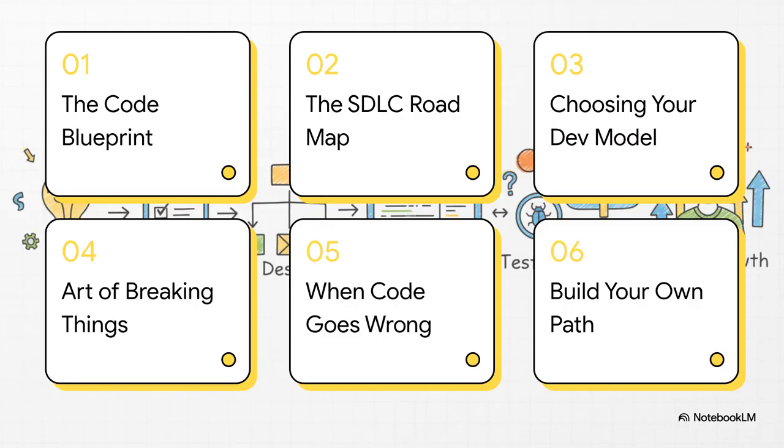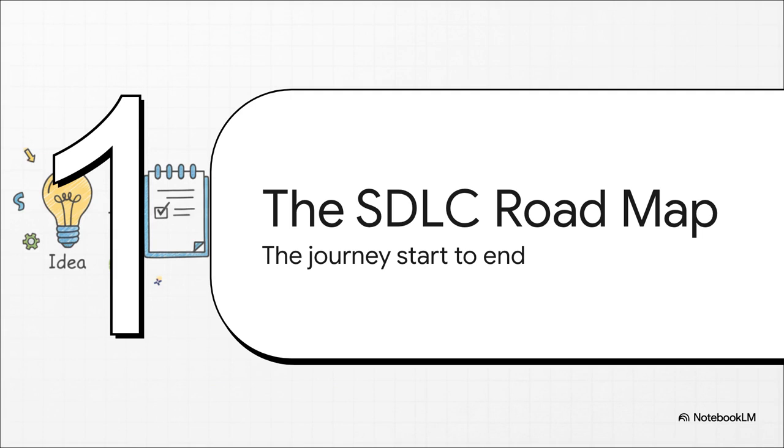All right, so here's the roadmap for our little journey today. We're going to look at the main blueprint, the SDLC, then figure out how to choose a development model. We'll get into the fun part, the art of breaking things. Then we'll see what happens when code goes wrong, and finally, wrap it all up with how you can build your own path. Okay, first stop. Let's talk about the big picture blueprint.